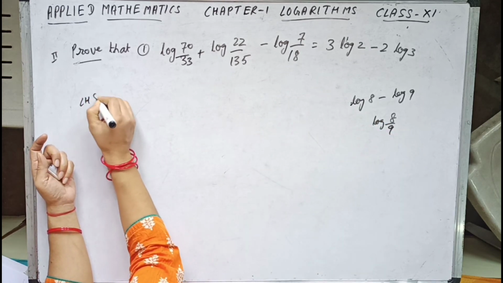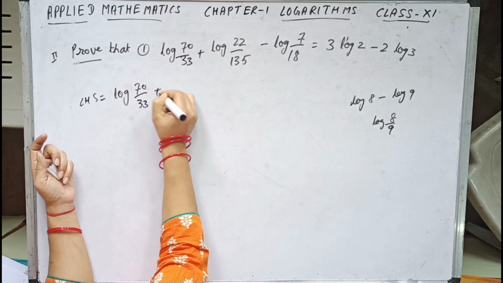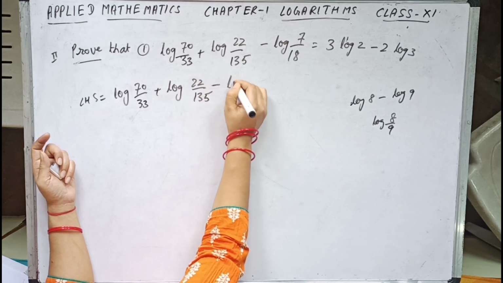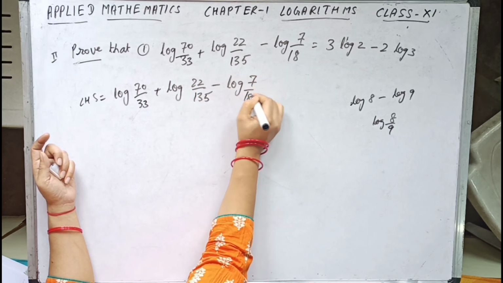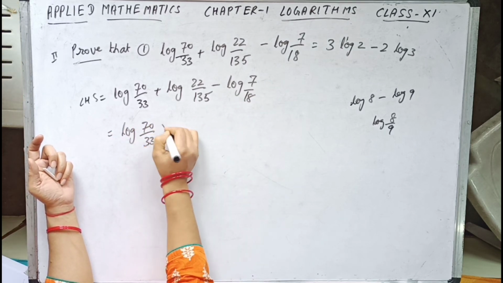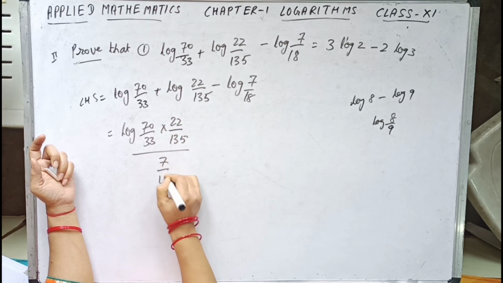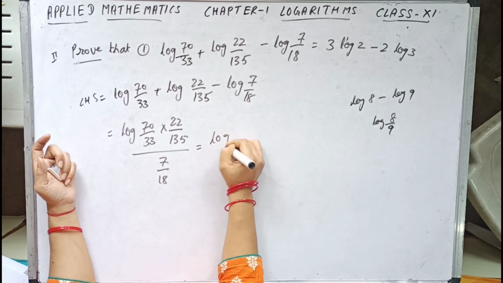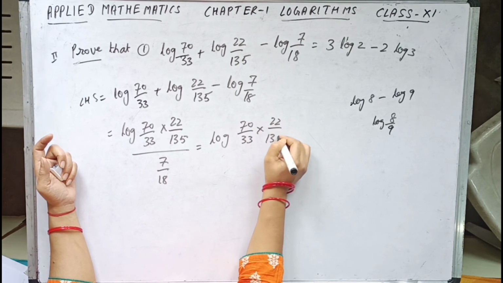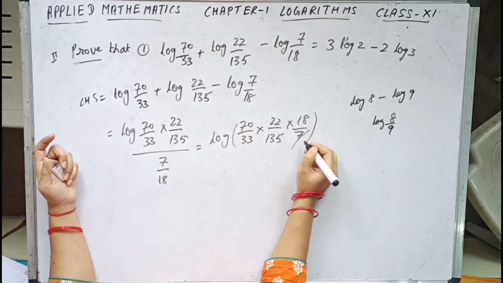So let us proceed. LHS equals log of 70 by 33 plus log of 22 by 135 minus log of 7 by 18, equals log of 70 by 33 into 22 by 135 divided by 7 by 18, equals log of 70 by 33 into 22 by 135 into 18 by 7. Now let us do the cancellation.